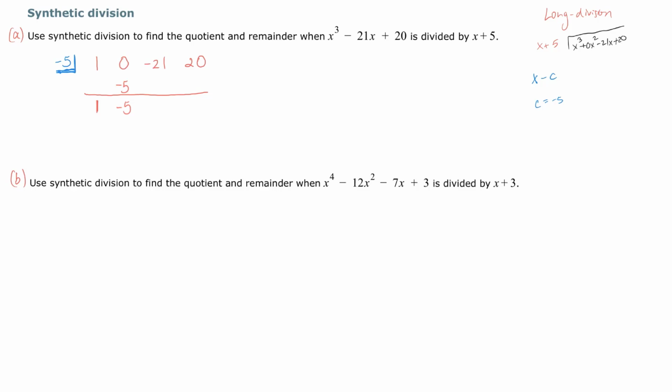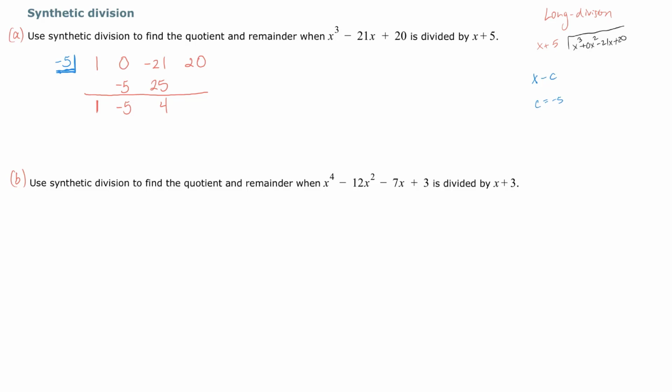And then we multiply again. We take this particular negative 5 and multiply it to this negative 5. We get 25. And where do I put that 25? I put that 25 in the next column. And then we add again. We repeat this procedure until you get to the very last column.